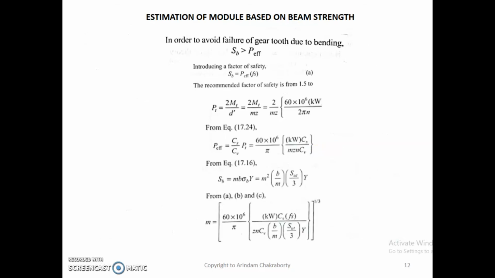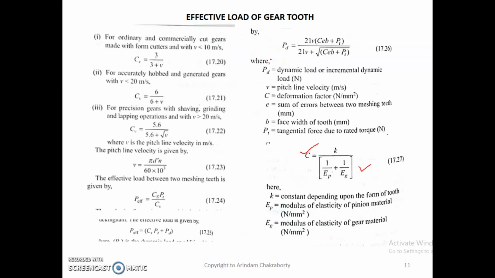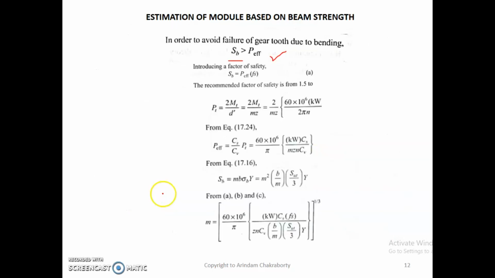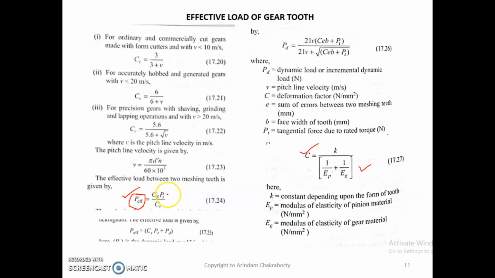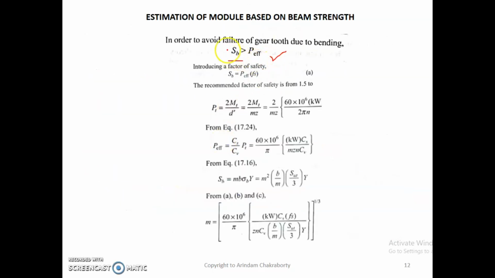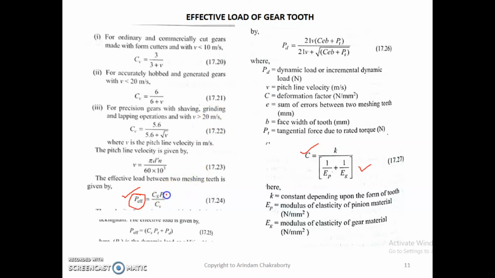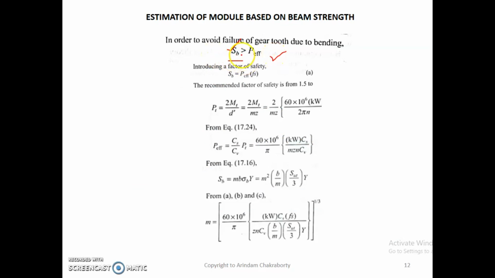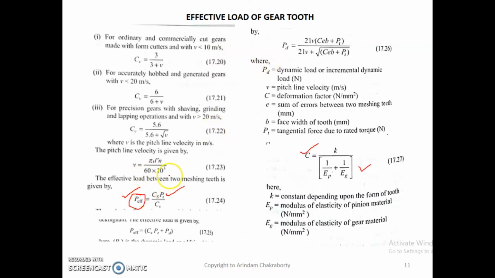To avoid failure, we have to maintain this criterion: SB, which is PT, the applied load, also termed beam strength, should be greater than the efficient strength. That means the efficient strength should be lesser than the beam strength, or PT. So we have to have a maximum beam strength beyond the efficient strengths.